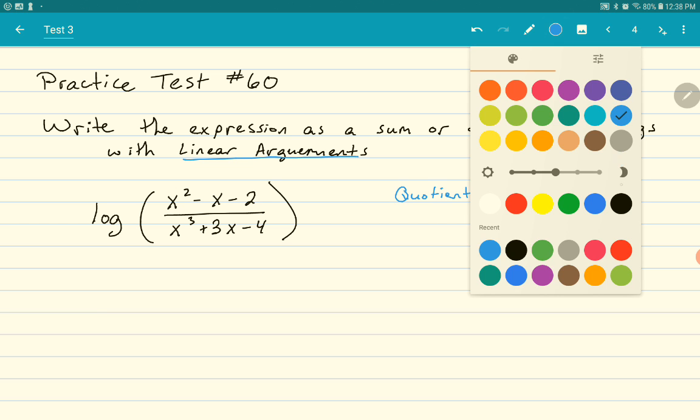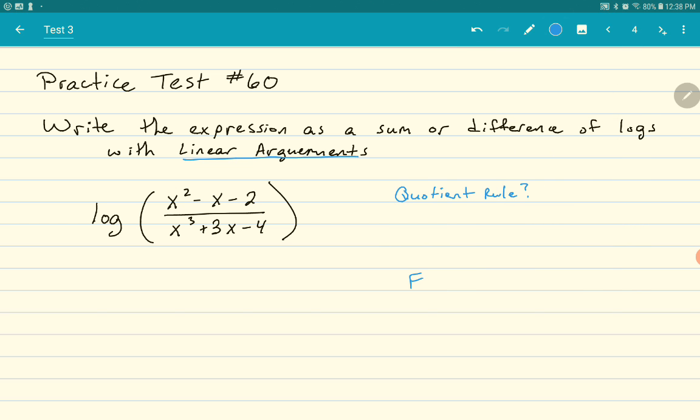So I'm going to rewrite this. My first step is to factor. And so I'm going to rewrite that as a log of factoring the numerator. Let's see, I need two numbers that multiply to -2 and add to -1. So if I multiply to -2 and add to -1, I'm looking for a difference of 1. So 2 and 1, and I'll make the two negatives, so I end up getting a -1 when I add those together. So my two factors here are x plus 1 and x minus 2.